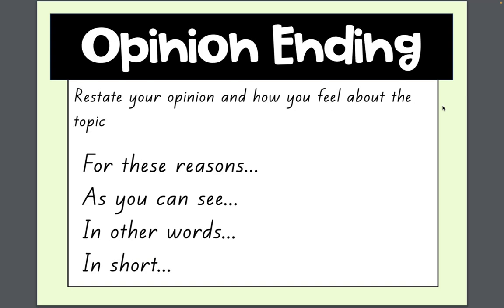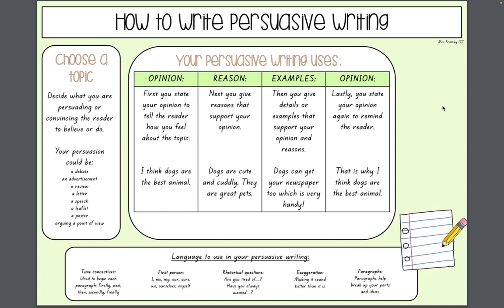And of course, once we get to the end of your persuasive writing, then you need to restate what your opinion was and how you feel about the topic. Some ways that you can do this as sentence starters are, for these reasons, as you can see, in other words, or another one is in short. So that's how to write some persuasive writing.